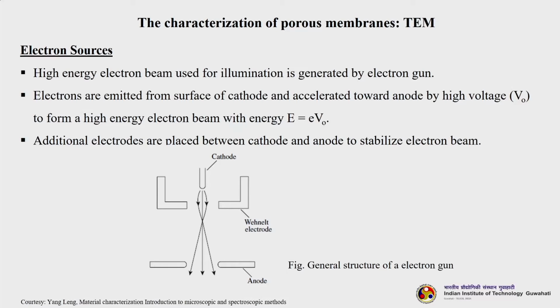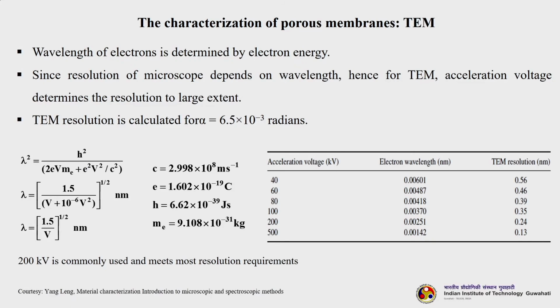There is a cathode and there is an anode through which the electron beam is generated. The wavelength of electrons is determined by the electron energy. Since the resolution of a microscope depends on wavelength, for TEM the acceleration voltage determines the resolution to a large extent.